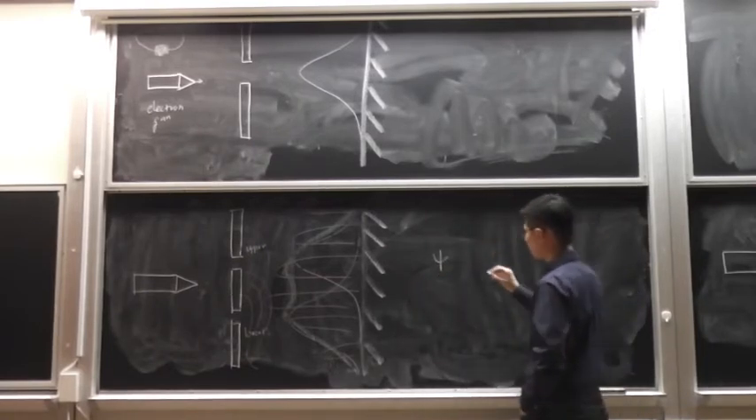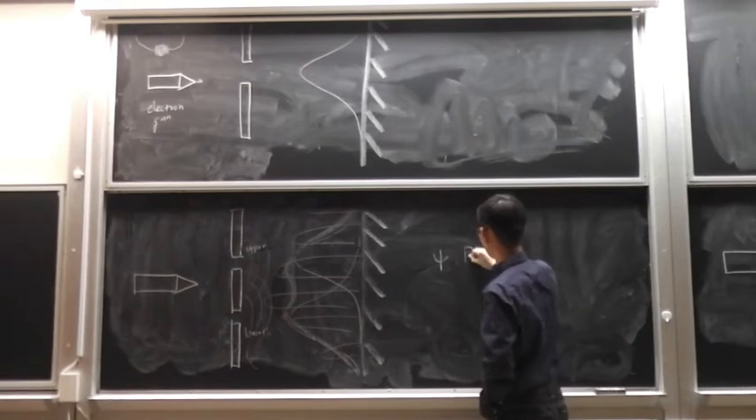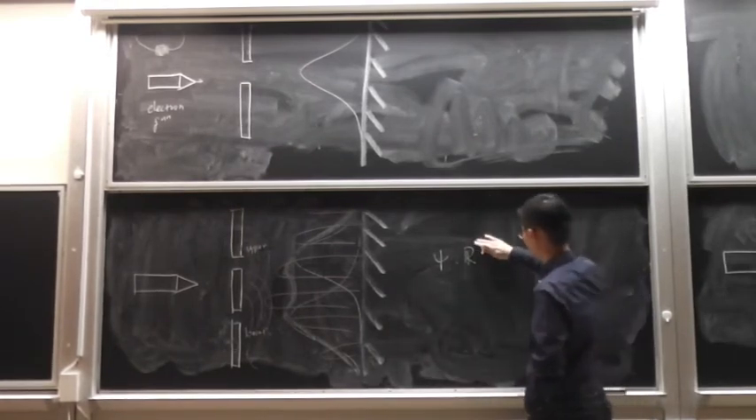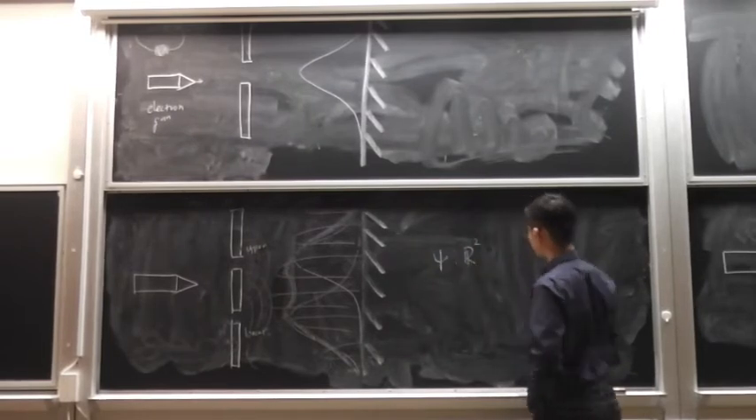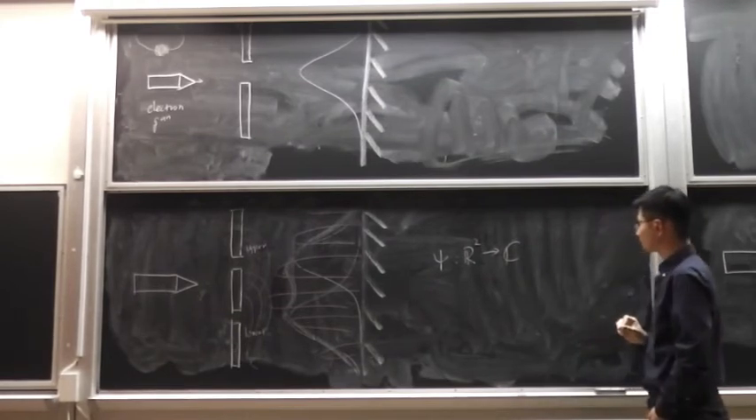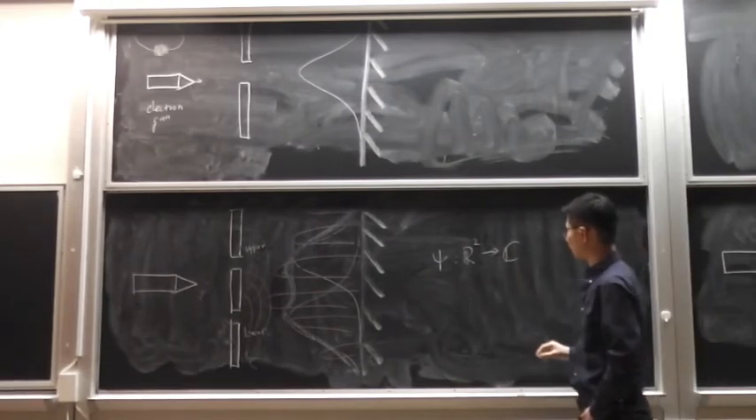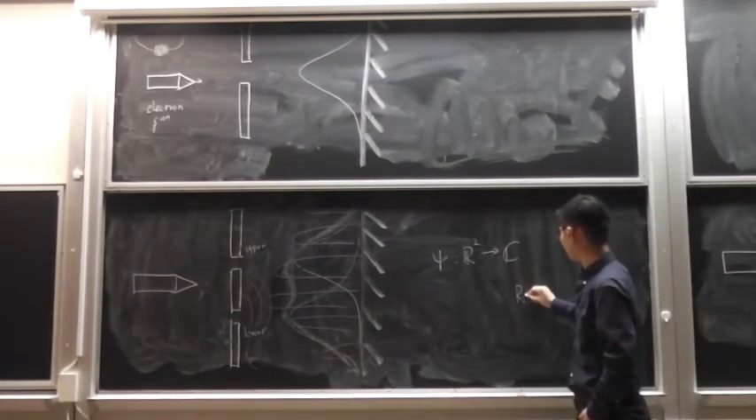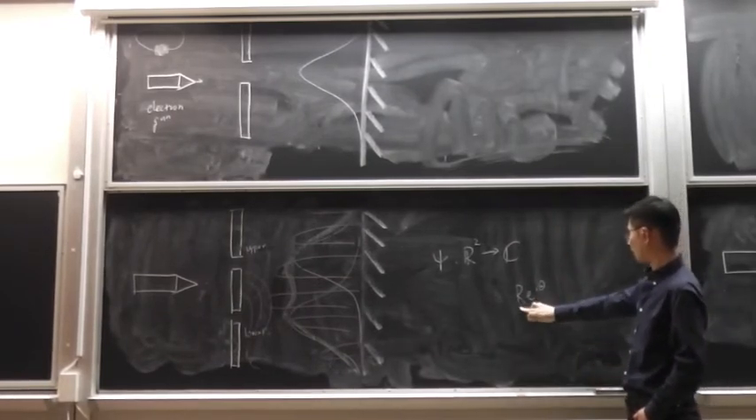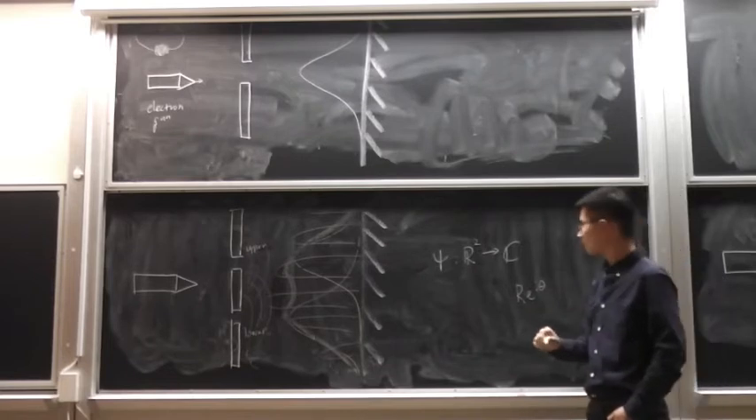For a single particle, it's going to be a function from R3, three-dimensional space, in this case maybe R2 because we have just two-dimensional rotation, to the complex numbers. And these numbers can be written as r e to the i theta. So you have the modulus and the phase of the complex numbers.